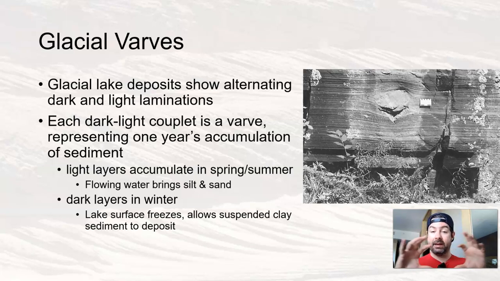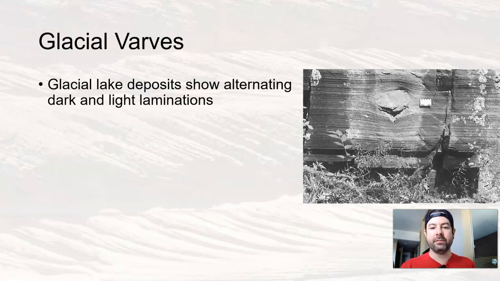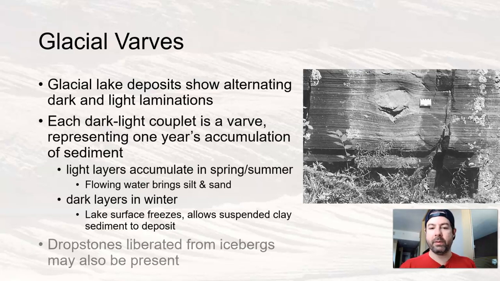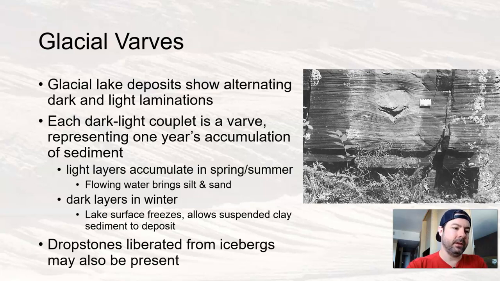So that allows any of the suspended sediment and any of the very small clay-sized particles that were just in the water to finally settle down to the bottom, forming a darker layer. So the light and dark layer is a couplet and goes together. What you might also find embedded in these varves are bigger stones. These are called dropstones, and these are usually liberated from icebergs that may be present.